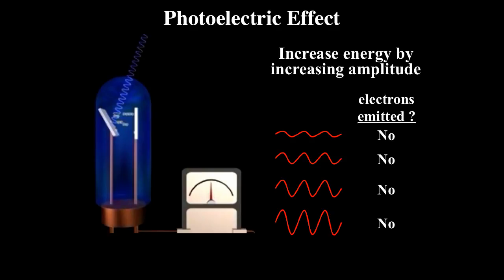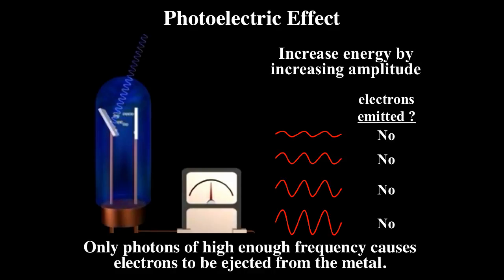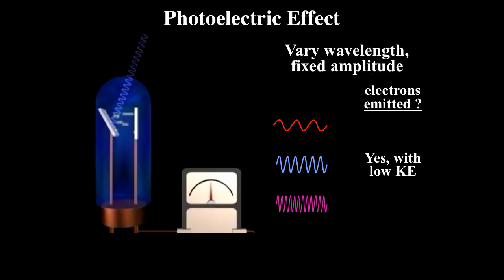And so we see four waves, they have the same frequency, same wavelength, their intensities are different, but no matter how much you increase the intensity, you're not ejecting any electrons. And so you cannot think about light in terms of waves to actually explain this experiment. Now, the blue light has a higher frequency than the red light, and so you actually do eject electrons with low Ke, which is kinetic energy. The red one does not eject any electrons. And now the magenta one has a higher frequency, so it's going to be higher energy per photon. And so you're going to eject electrons with a higher kinetic energy.